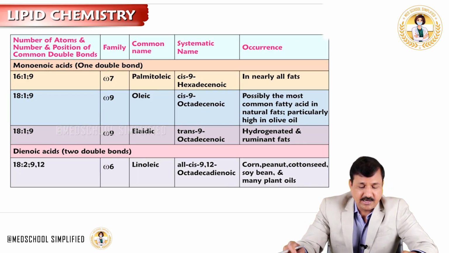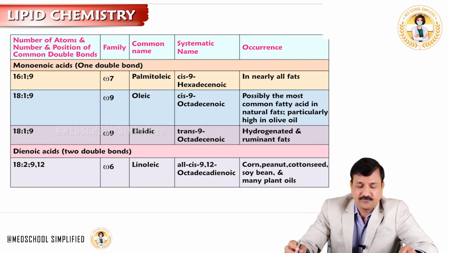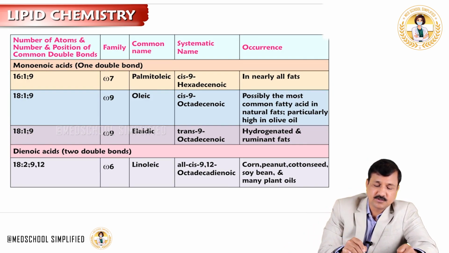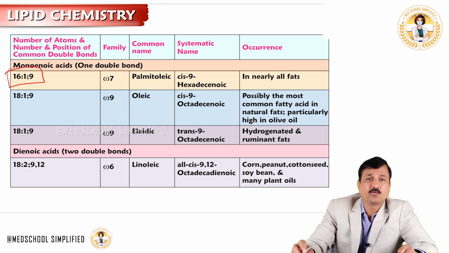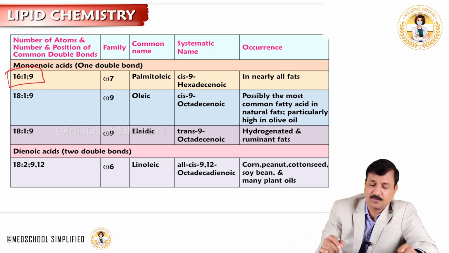Coming to the number of atoms and the number and position of common double bonds present in different types of fatty acids, just as an example, we have 16 carbons, with one double bond present at the 9th carbon atom. So we have palmitoleic acid, present in nearly all fats.